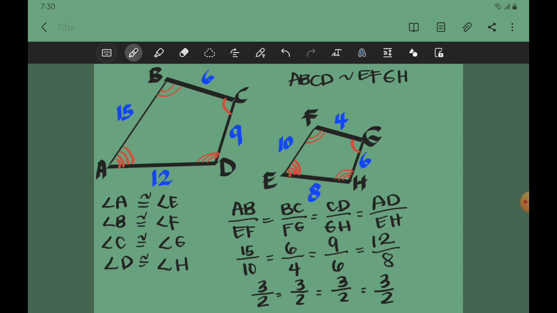So I hope you learned something on how to identify similar polygons and what similar polygons is all about. Watch out for the next video on how to solve unknown values in similar polygons.